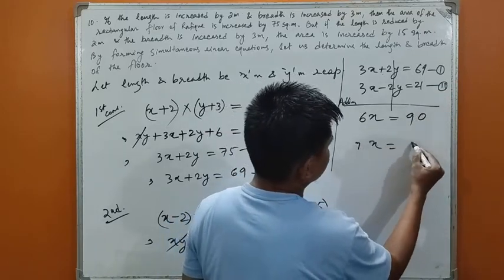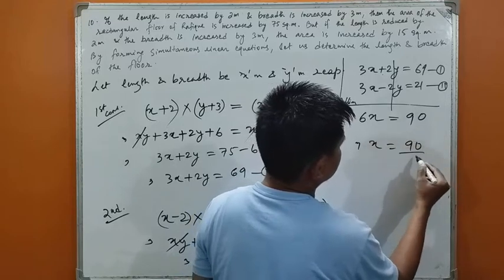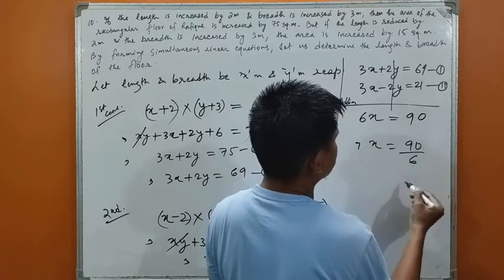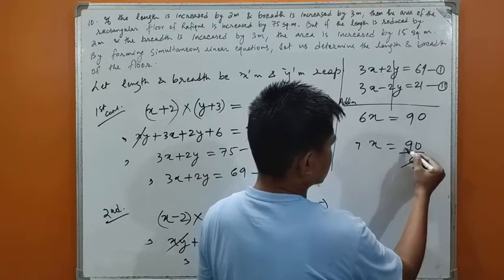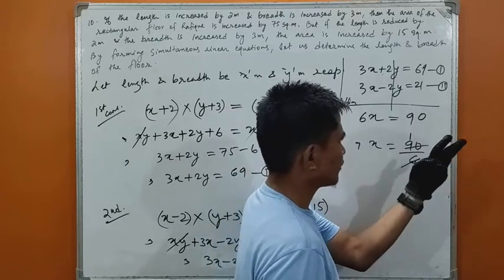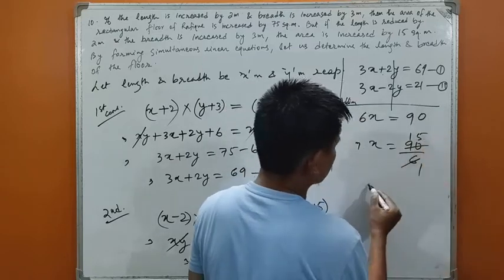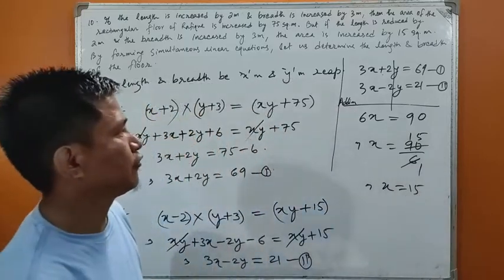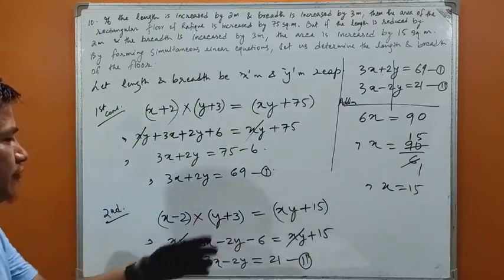x equals 90 upon 6, this 6 comes to the denominator. 6 1s are 6. 7, 8, 9. 6 5s are 30. So the value of x is 15. x is the length of the floor, isn't it? Rectangular floor. So we have found the value of x.